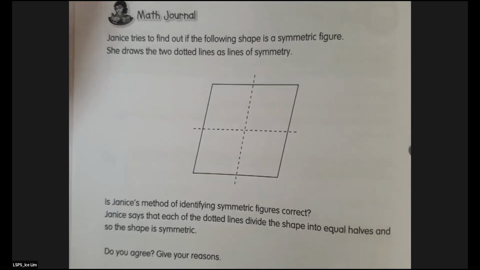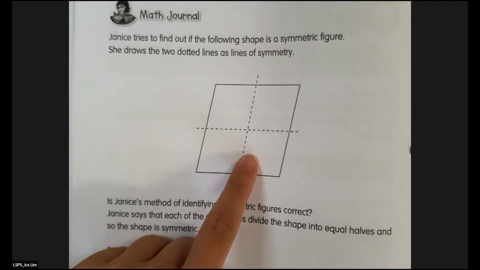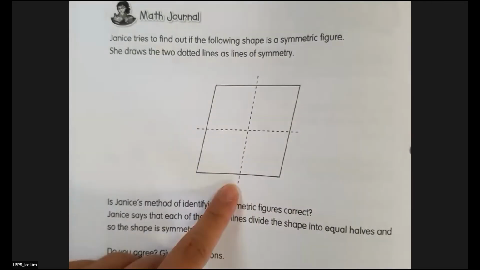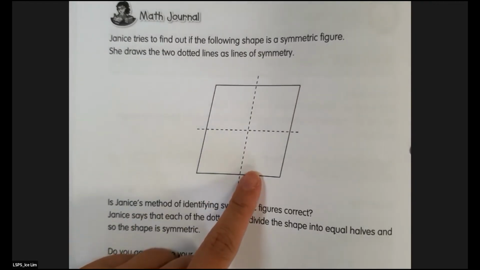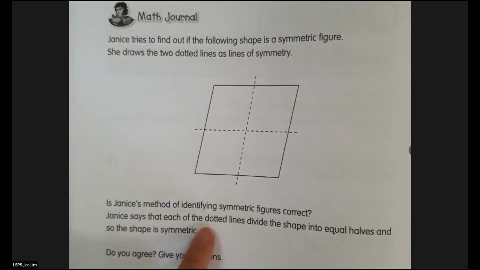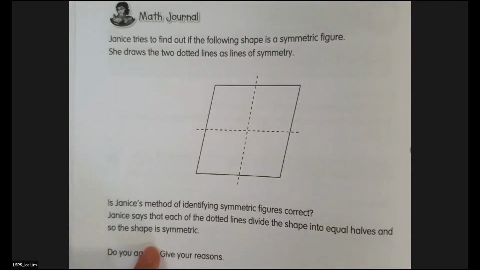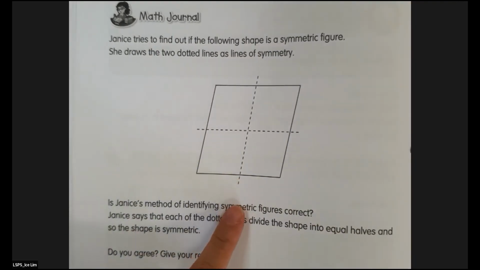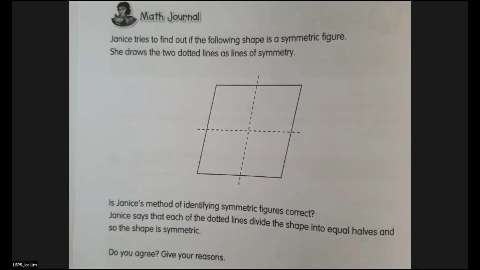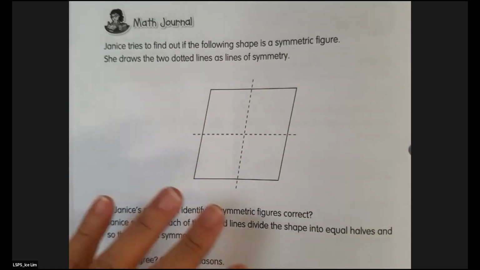And this is Janice trying to find out if this shape is symmetric. And she draws the two dotted lines as lines of symmetry. And she just draws the lines and says that, okay, this is the way to do it. She says that each of the dotted lines divides the shape into equal halves, so the shape is symmetric. Is this shape symmetric? No. If I were to try to fold it, it doesn't seem to match, right? For it to be symmetric, it probably looks a bit different.